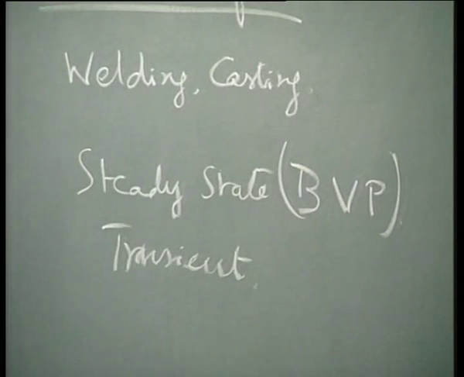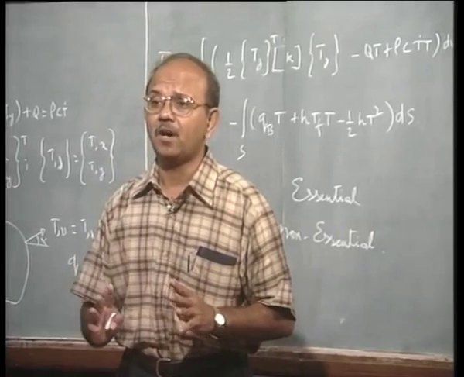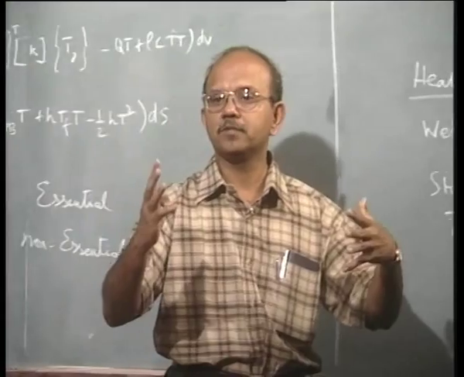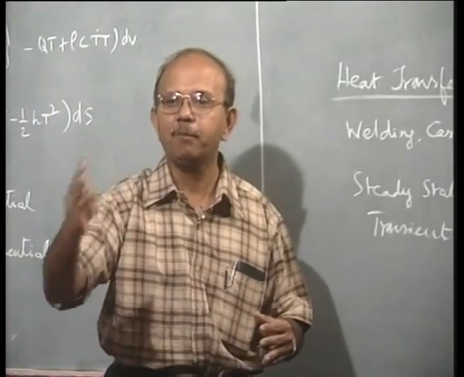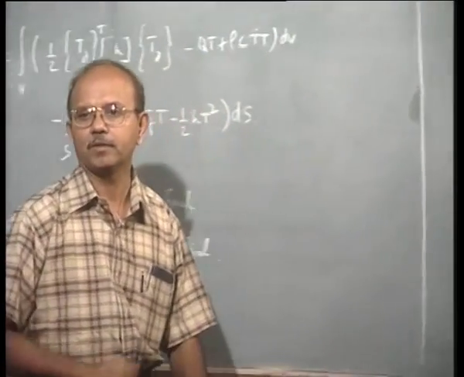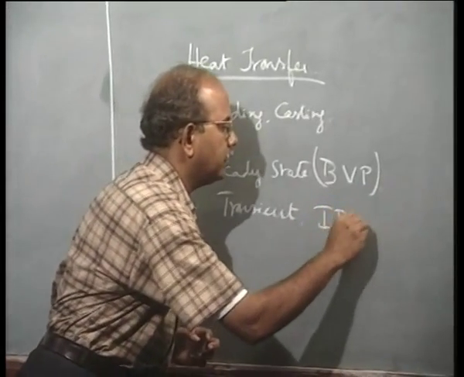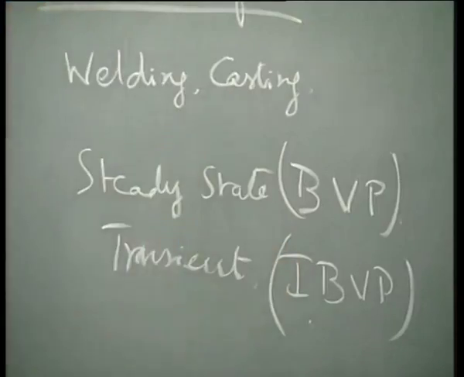On the other hand, look at the transient problems. The transient problems are called initial boundary value problems. Initial and boundary values, both of them have to be given. Okay. So, I would say initial boundary value problems. Is that clear?